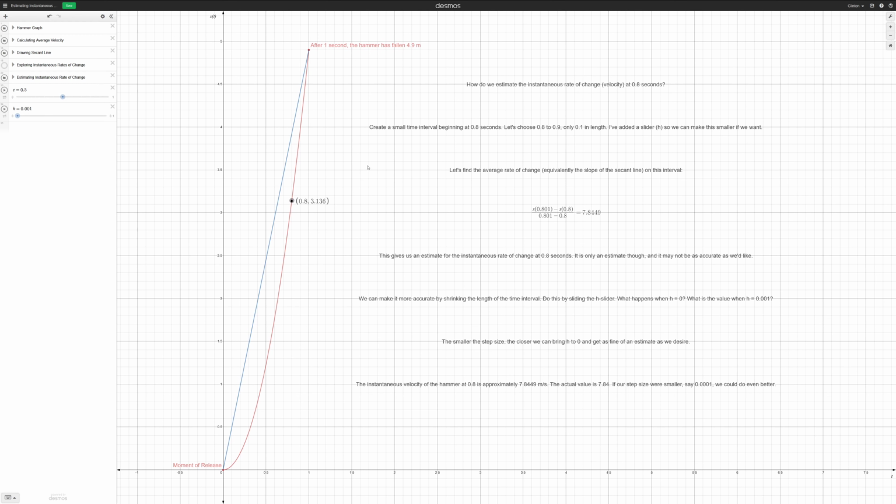So how do we do that? Well, we can do this by creating an interval. We'll start the interval at t equals 0.8 on the graph, and then let's make the time interval really small. Let's just do 1/10 away, so 0.8 to 0.9. I've added the slider here for h where we can make the interval smaller, like from 0.8 to 0.87 instead of all the way to 0.9. We'll leave it at 0.1 in length for now.